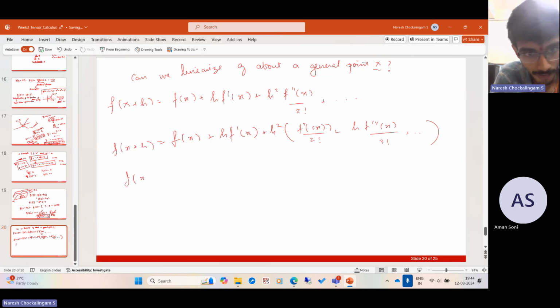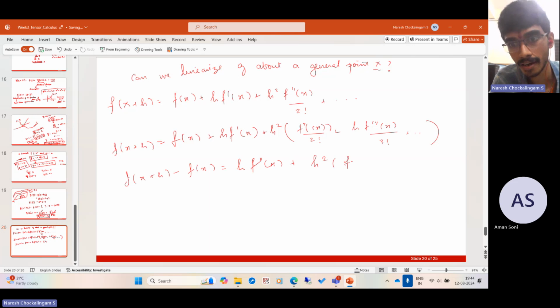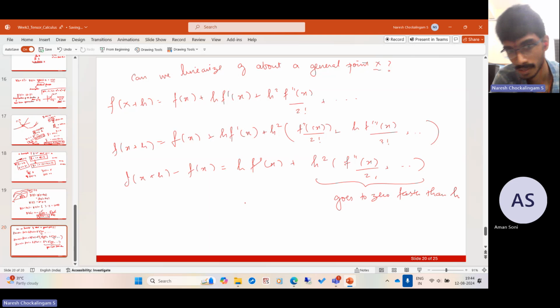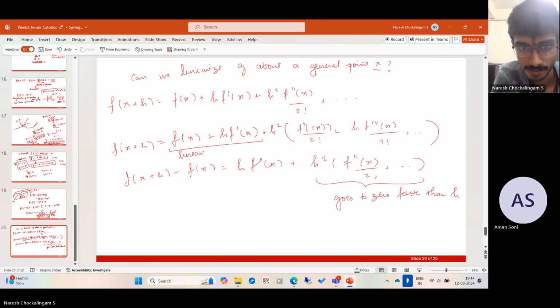Now you can write this as f of x plus h minus f of x is equal to h f dash of x plus h square times some f double dash of x by 2 factorial and so on. So this term is of the order h square. It goes to 0 faster than h. Therefore, this function f of x plus h f dash of x is a linearization of f of x about the point x.